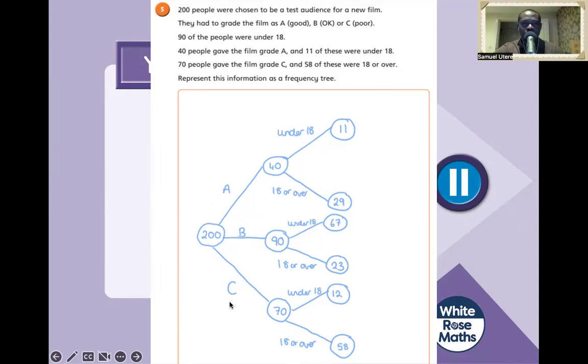All right, so that gives you your 3 legs. And then you're given further information. So you just use that information to complete the frequency tree.